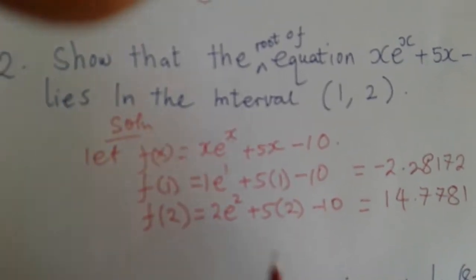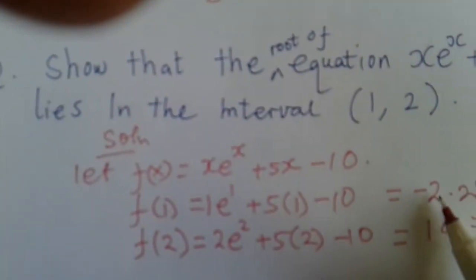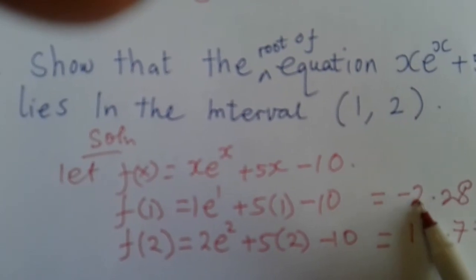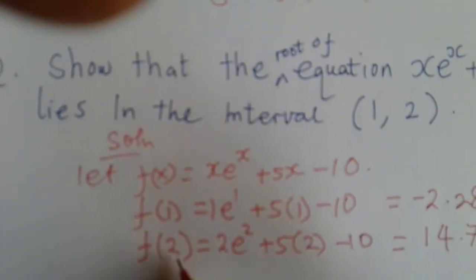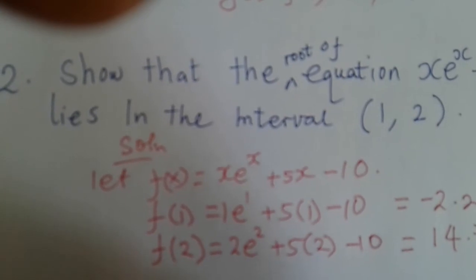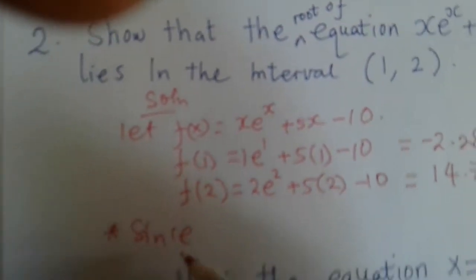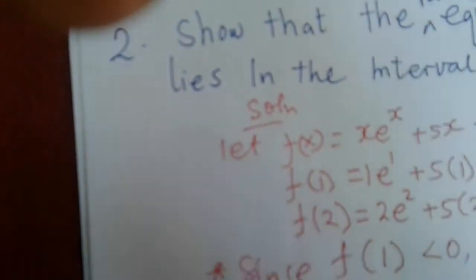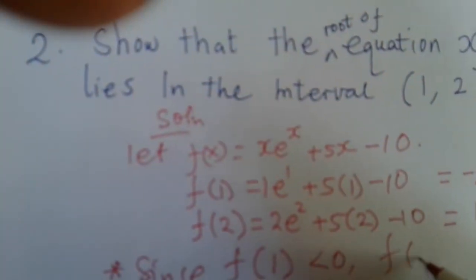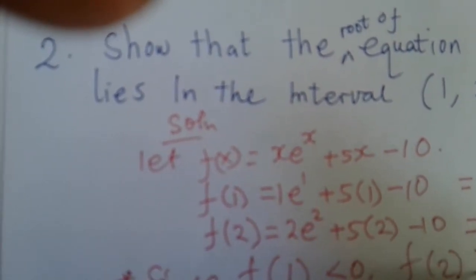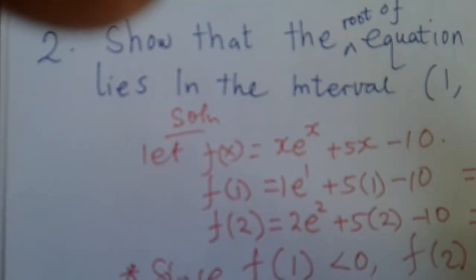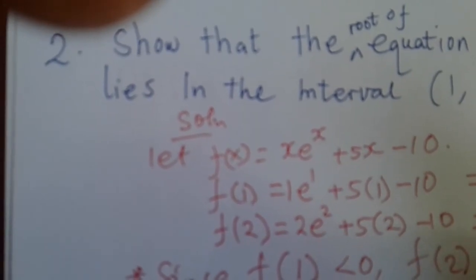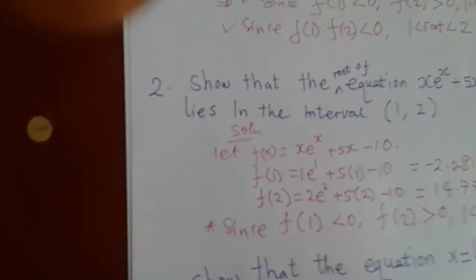You realize that f of 1 gives a negative value of the function and f of 2 gives a positive, and you conclude and say that since f of 1 is negative, so it is less than 0, and f of 2 is positive, so it is greater than 0, then the root lies between 1 and 2. You can see it is similar to example 1, and that's how you handle that one.